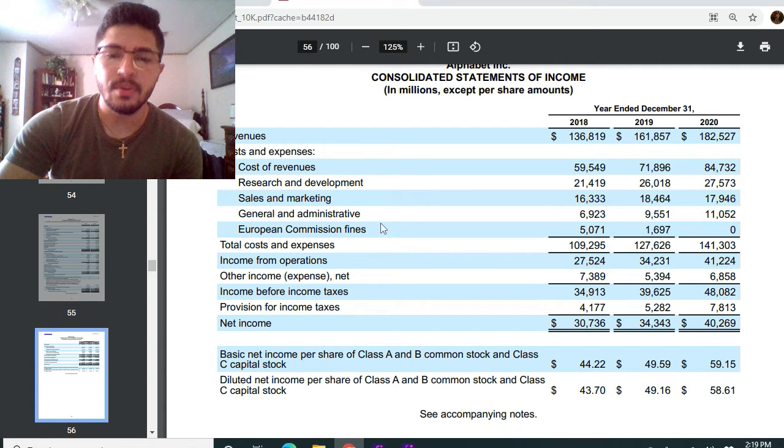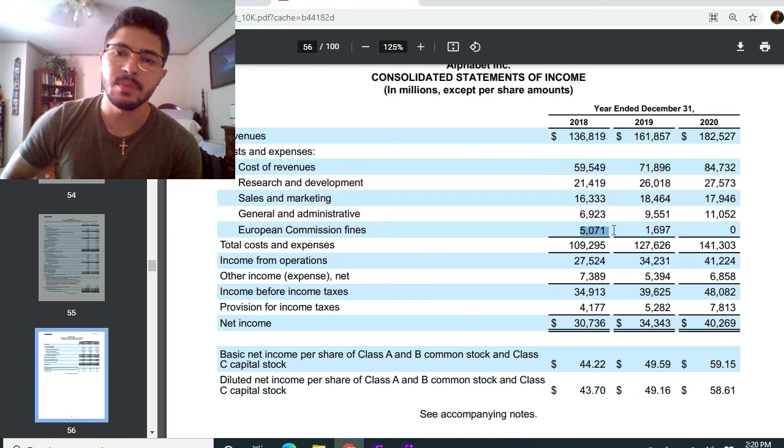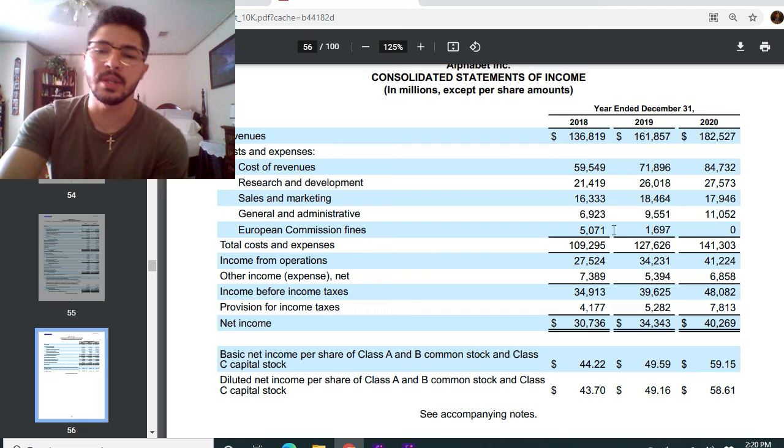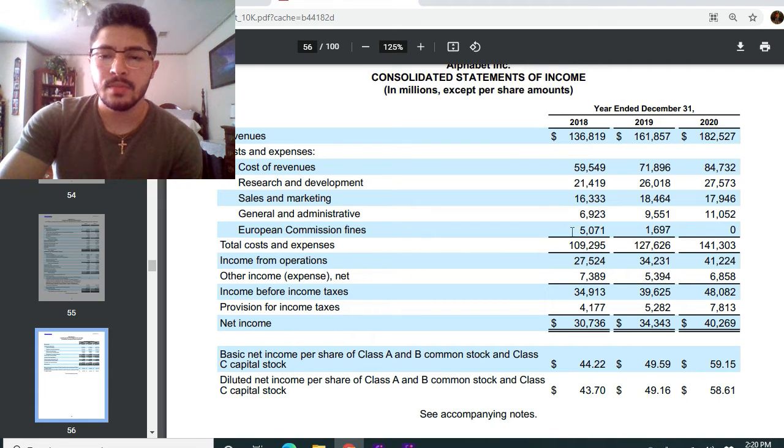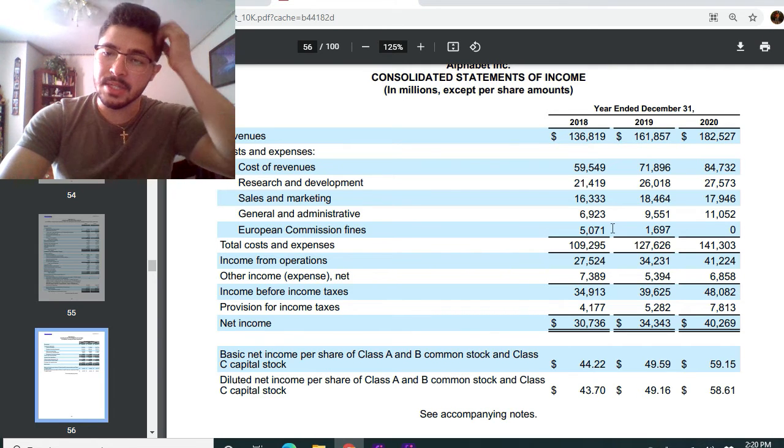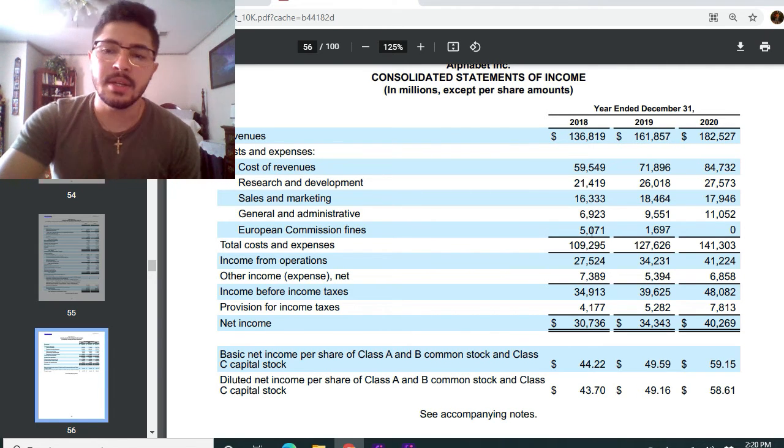European Commission fines. Okay, so normally you won't even see this line right here. But I'm sure that they didn't follow the European guidelines of something. Maybe they made a change in their laws or anything like that, and they just weren't within the guidelines. So they were actually fined. I could probably Google it and actually see, but it's honestly not that big of a deal.